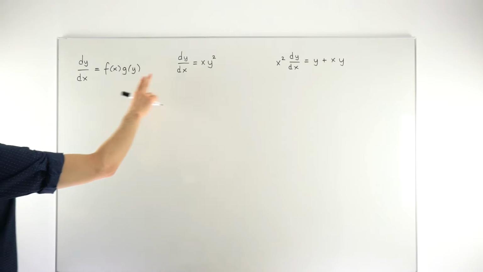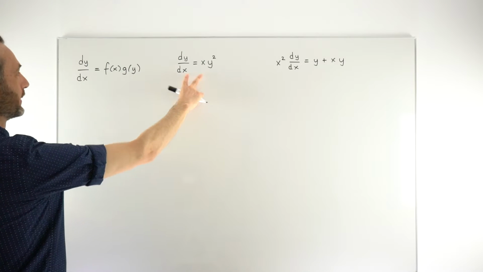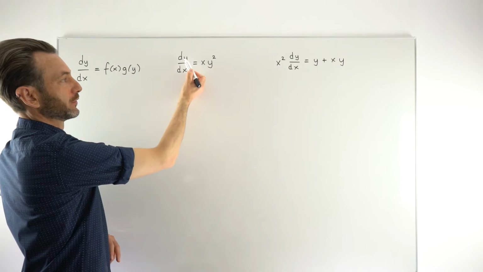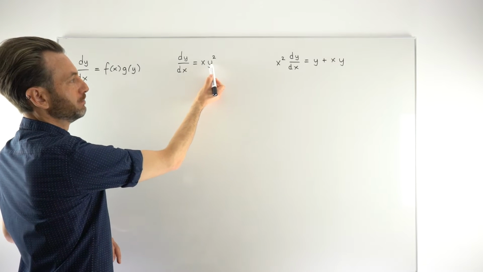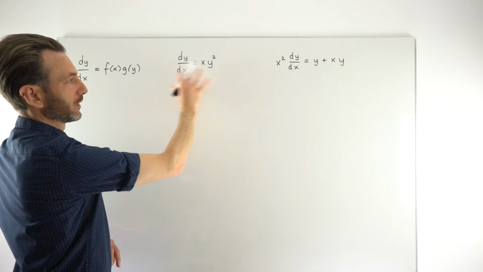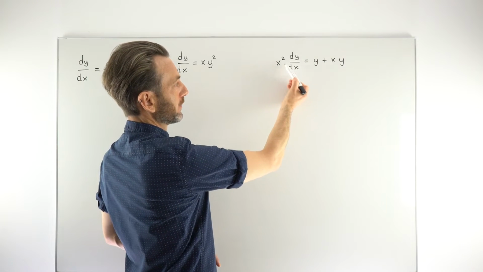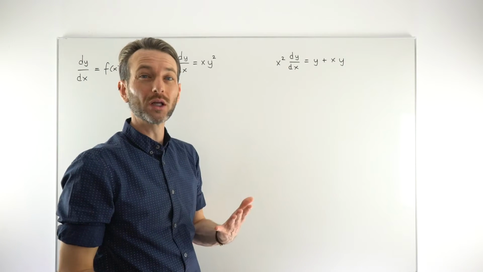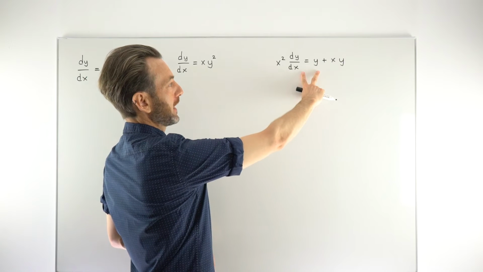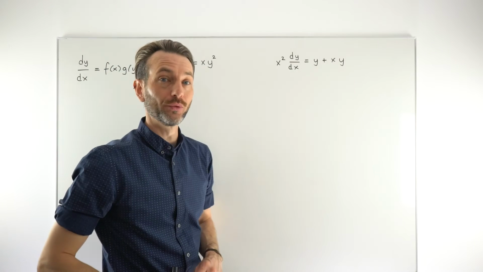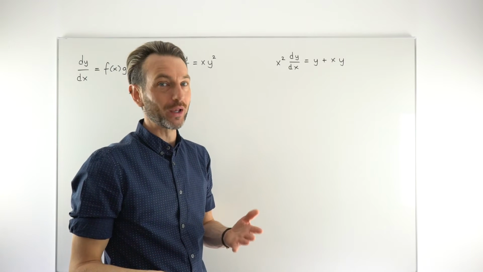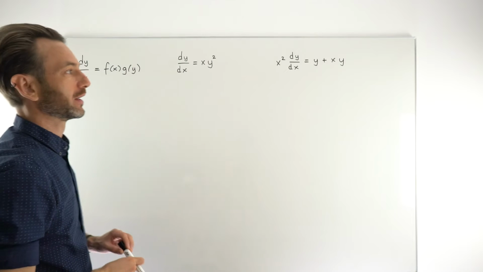So you can see already that this first example is exactly in that format. We've got the first derivative here on the left-hand side. We've got a function of x multiplied by a function of y, so that's fine. This one's in a slightly different format. We do not have the first derivative isolated, so we're going to have to work a little bit harder. And actually, we're going to have to check and see, is this even a separable differential equation? If it's not, then we can't use the method that we're going to look at in this class.